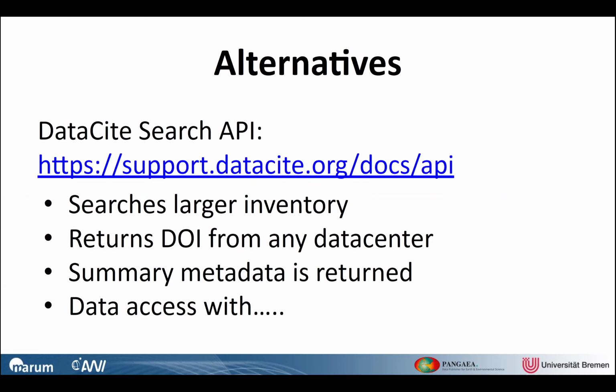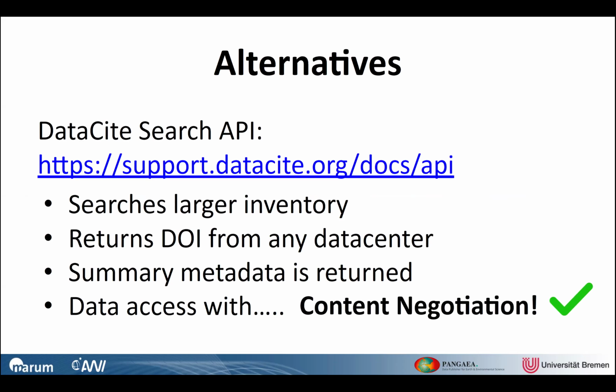So the alternative is to use the data side search. You can go here. The good thing with that is you also find data sets which are not in Pangea that you might use. So that's one possibility that you can use if you want to have a REST API for searching data. And if you have found it, the data access can be done using content negotiation. So that was my last word here on that one, and I hope you enjoyed it.